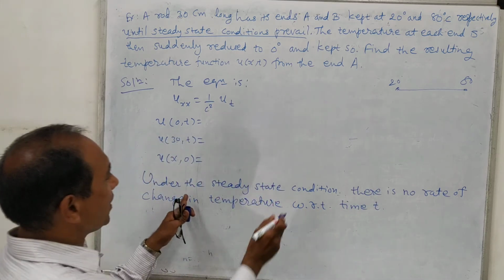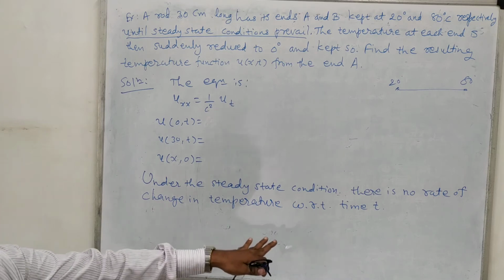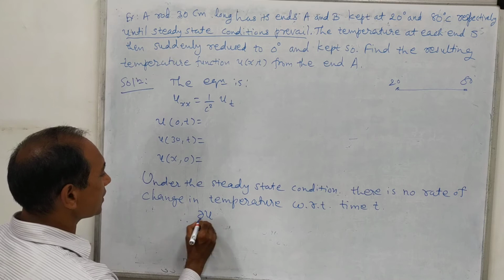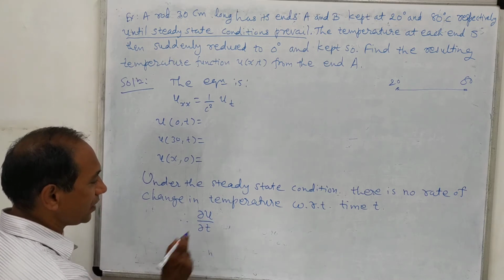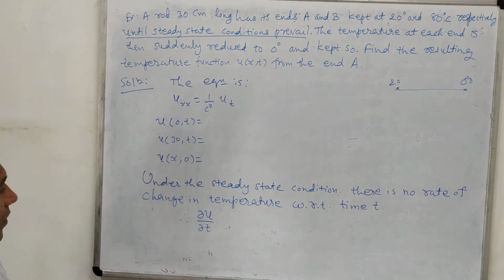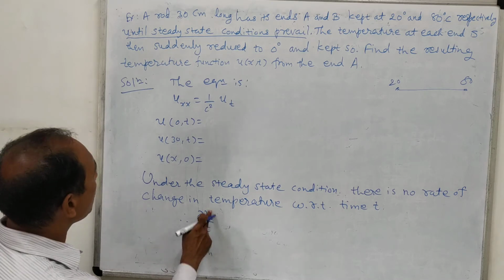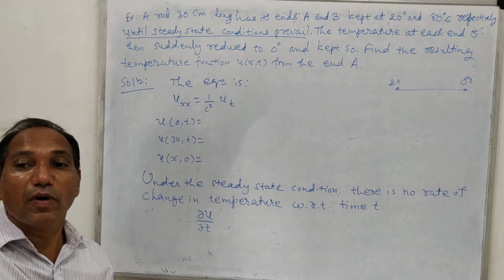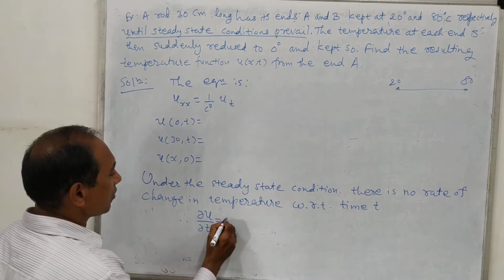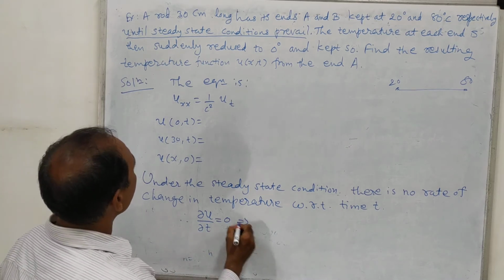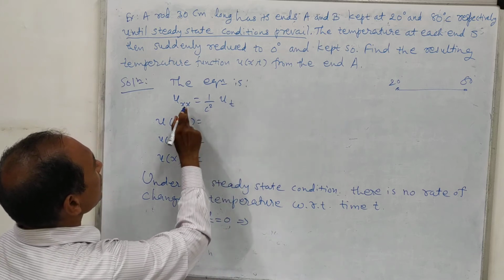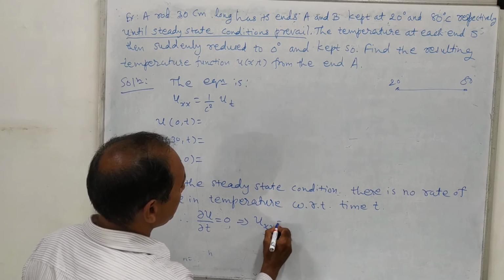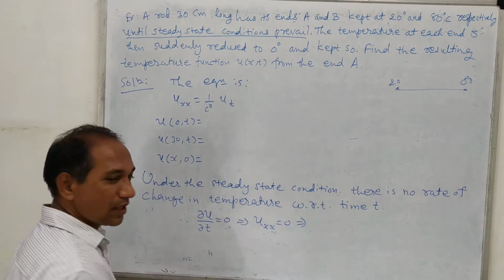So you must remember the meaning of the steady state condition. The rate of change is given by the derivative with respect to time t. You must know that a derivative means rate of change in u. U is the temperature here; in the vibrating string, u was displacement. So del u by del t equal to 0, that means ut equal to 0. If we put its value here, we have uxx equal to 0.